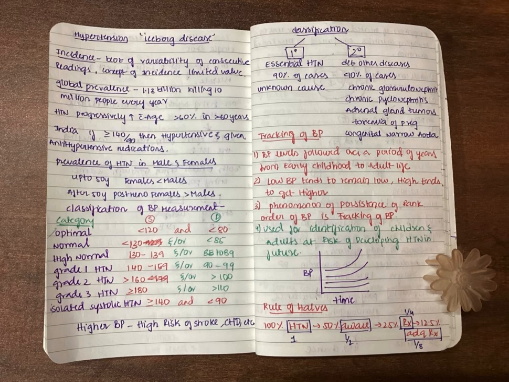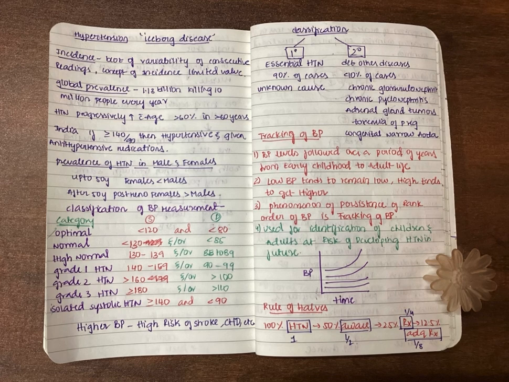Coming to high normal and grade 1: 130 to 139, 80 to 89, 140 to 159, 90 to 99. So these are the values. Coming to grade 2 and 3, for grade 2 the systolic is greater than 160 mmHg and grade 3 greater than 180 mmHg. And for diastolic, it is greater than 100 and greater than 110. Isolated systolic hypertension means the systolic BP is equal to or above 140 and the diastolic is less than 90 mmHg. That is isolated systolic hypertension. So these are the different categories of BP measurement. The higher the BP, the higher the risk of developing complications like stroke, coronary heart disease, etc.